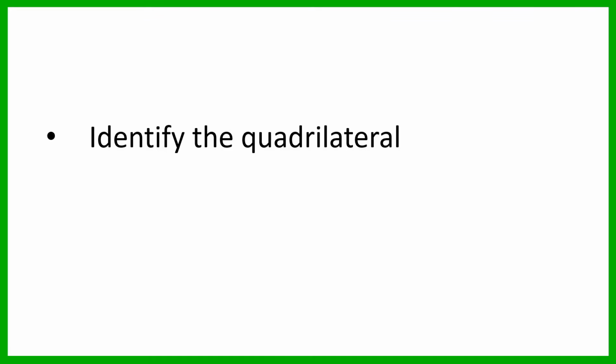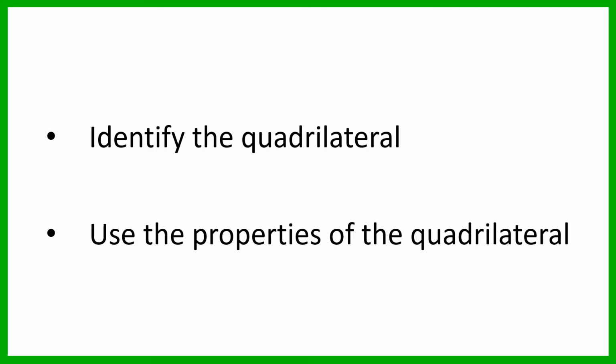Once you know what type of quadrilateral you're working with, you can use its properties to help you to solve the problem that you've been given. So whether that's proving something or finding out the sides of something and so on, you can use the properties of the quadrilateral to help you to solve that problem. Okay, let's have a look at an example.